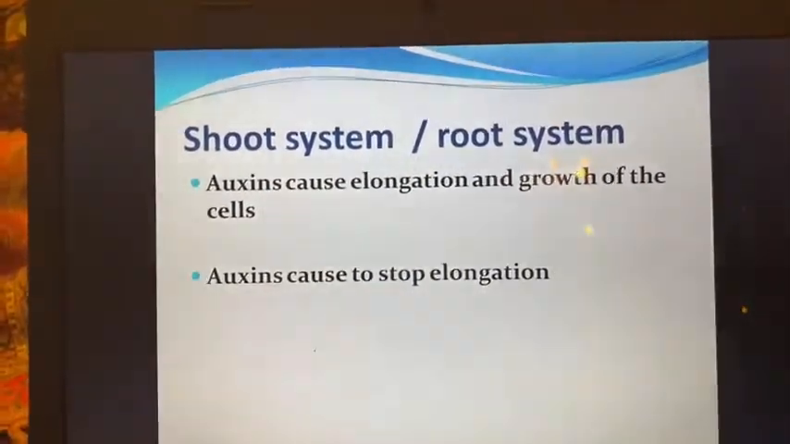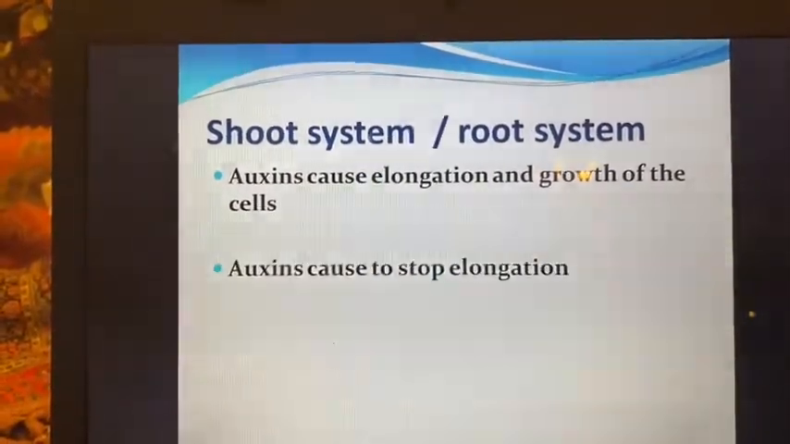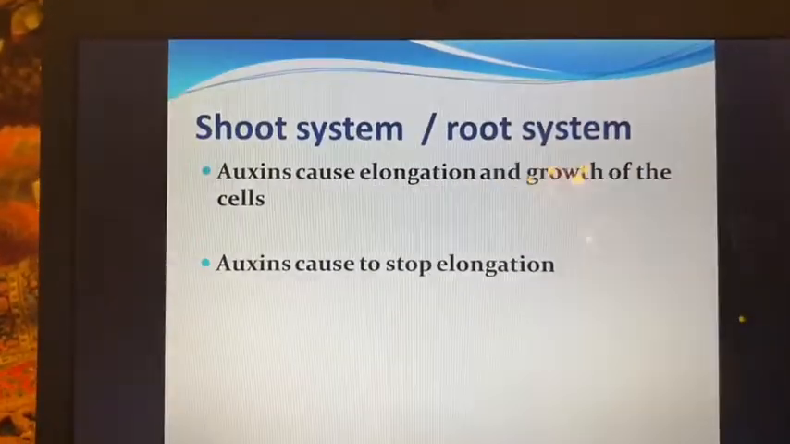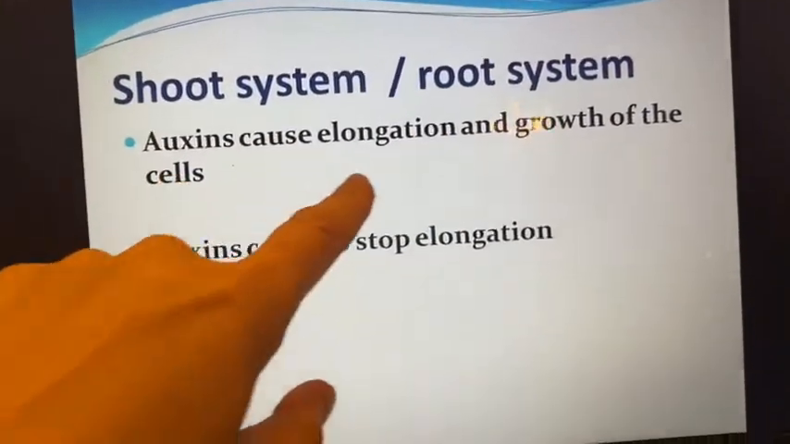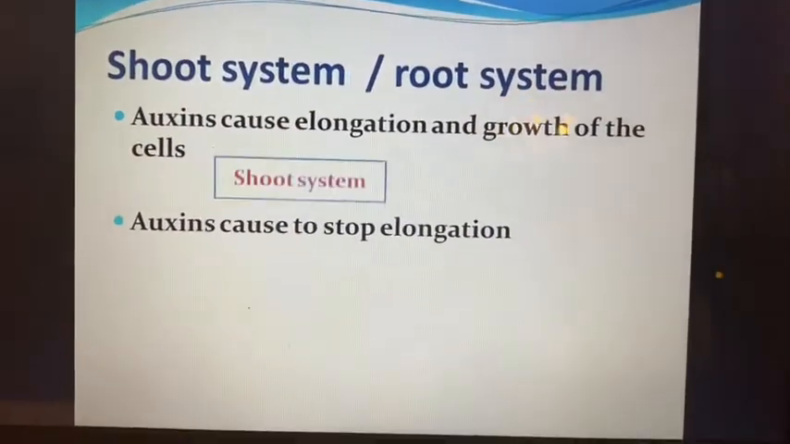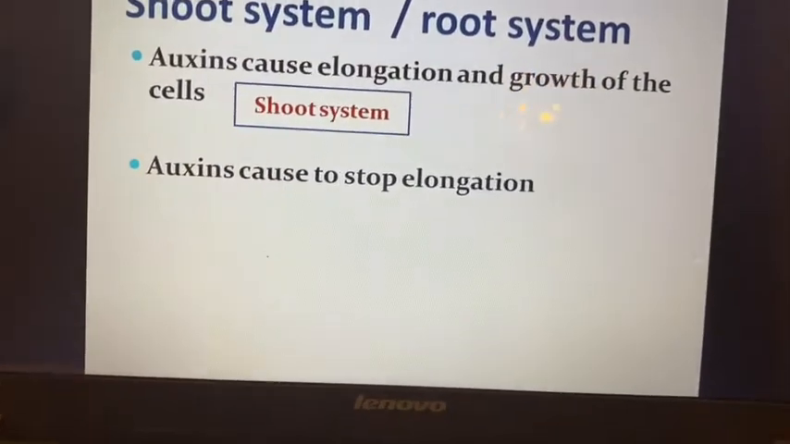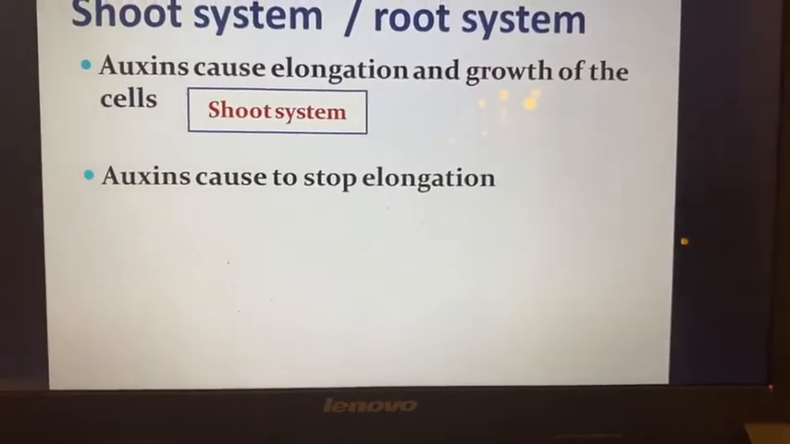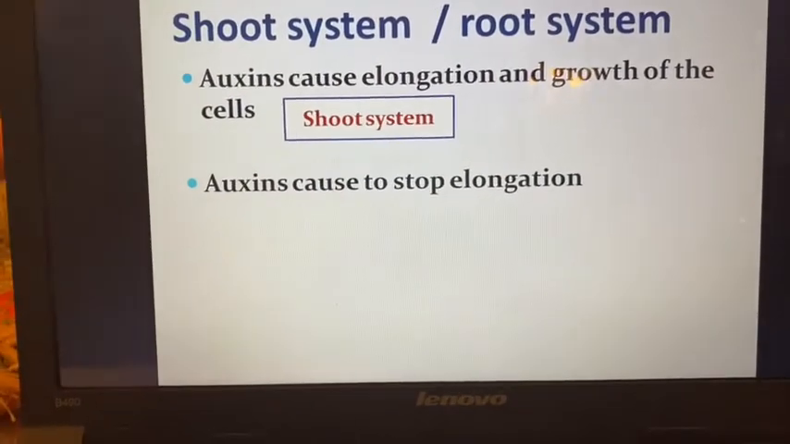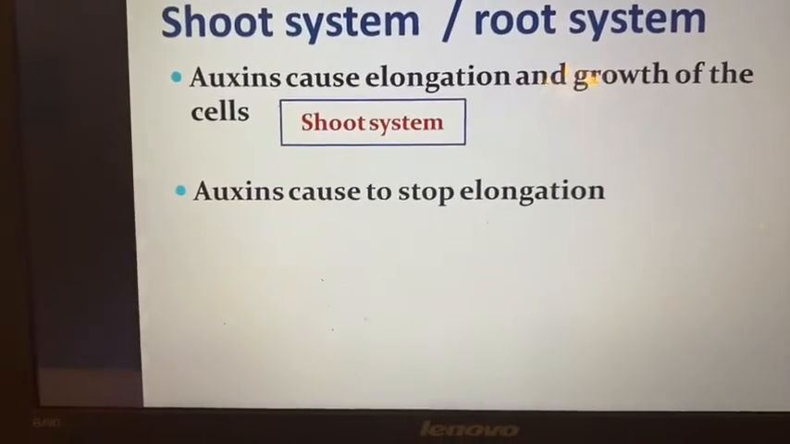Responses. We want to find out what is the effect of the auxins on the shoot system and the root system. The auxin causes elongation and growth of cells. This happens in the shoot system. Yani, the auxins, when they are in the stem and the leaves, they always cause elongation. They make the stem longer.